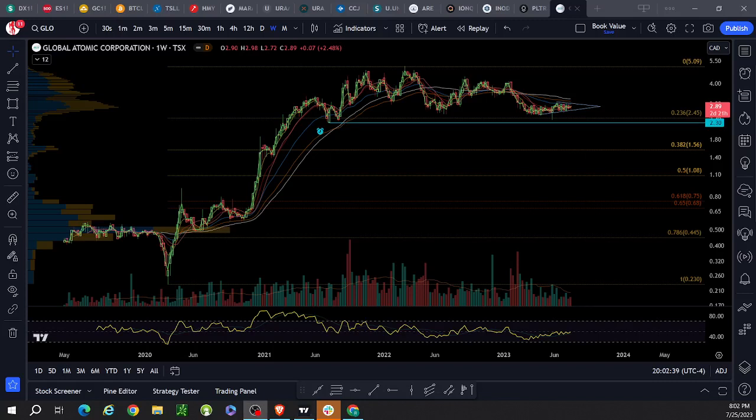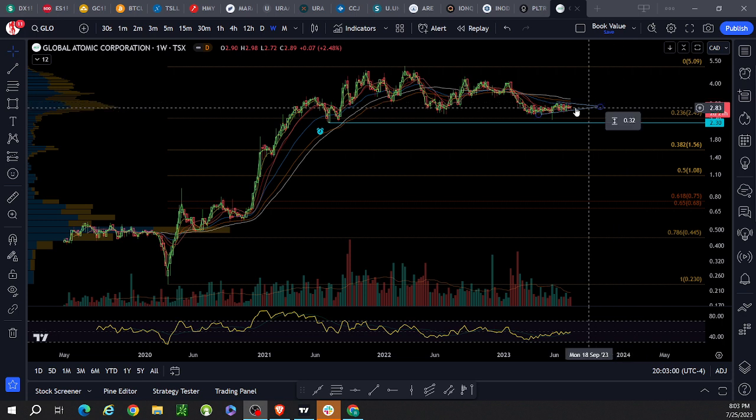Uranium friends, Global Atomic. Let's have a look. So, weekly chart in log scale. Important that I say log scale for you right now, because we're going to switch to linear, and we're going to look at what the differences are and why I put a slight amount of importance in it. But regardless of that, this is the weekly, very tight.